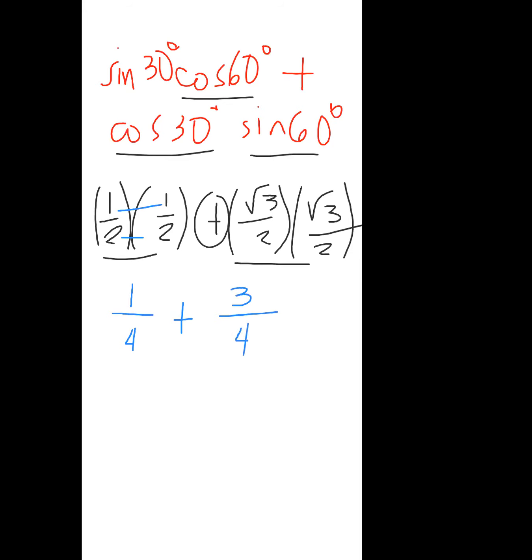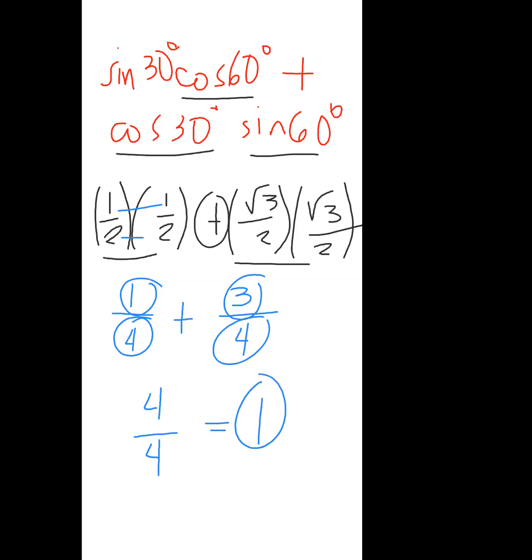Since same sila ng denominator, similar yung kanilang fraction, pwede na nating i-add yung ating numerator. 1 plus 3, we have 4, and then copy the denominator 4. So, 4 divided by 4 is equal to 1. That's why sine 30 degrees times cosine 60 degrees plus cosine 30 degrees times sine 60 degrees is equal to 1. Okay? Next, letter B. Naintindihan ba yung ating letter A? Opo.